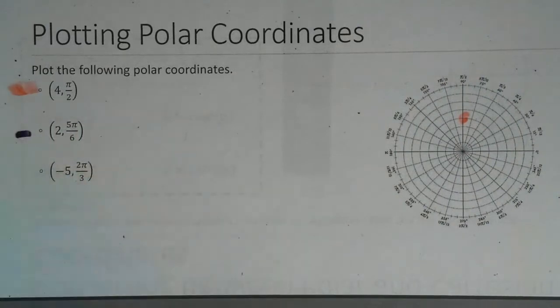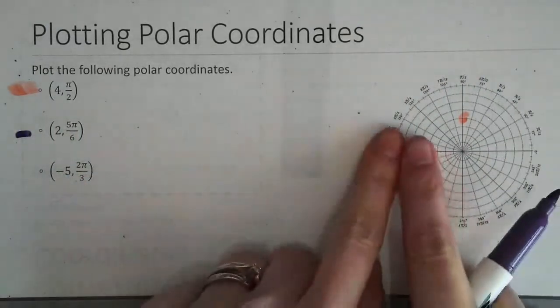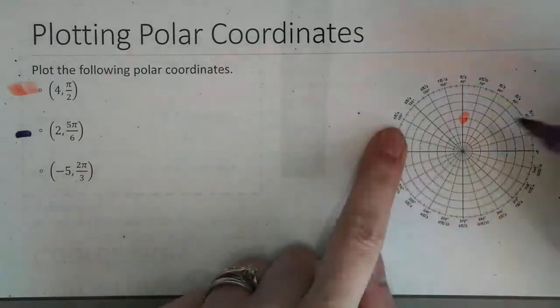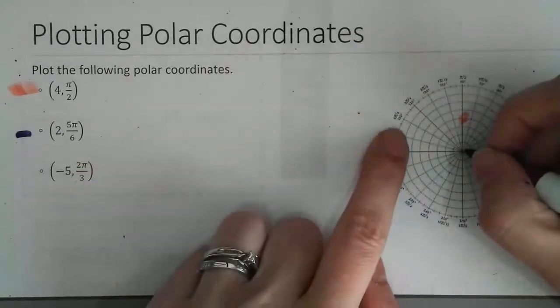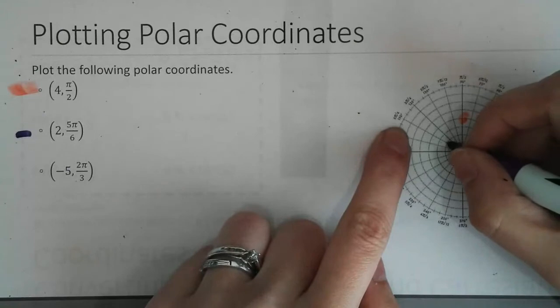Next up, we have 2, 5 pi over 6. 5 pi over 6 is right here, and we want to go out 2 units in that direction. 1, 2.